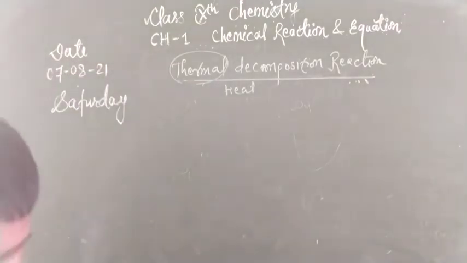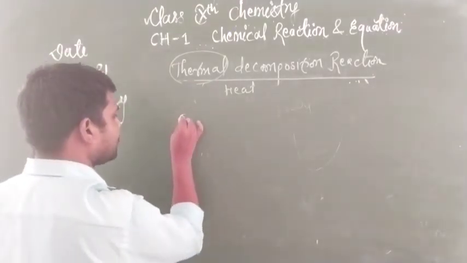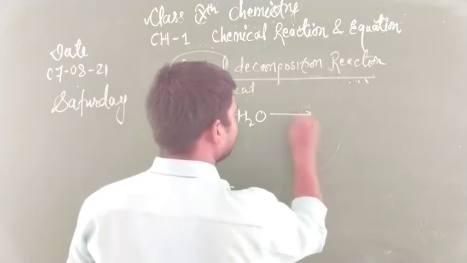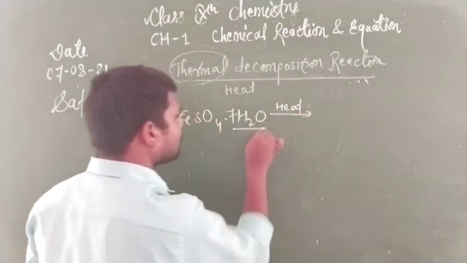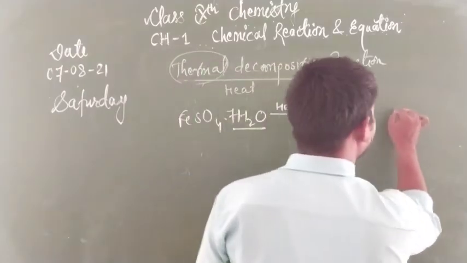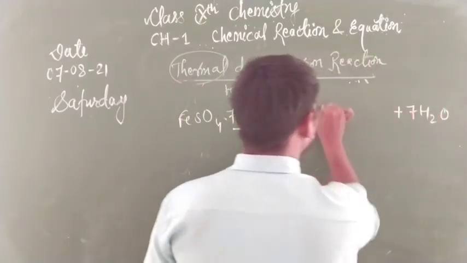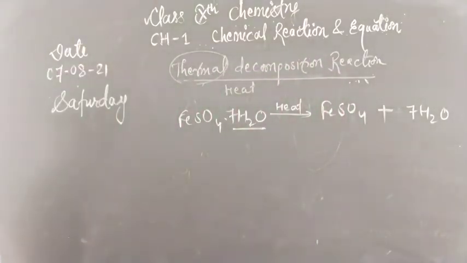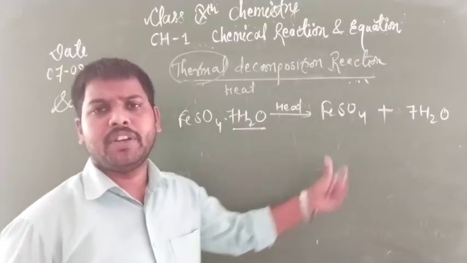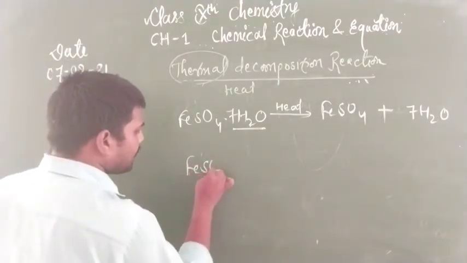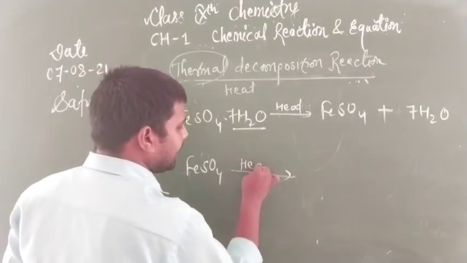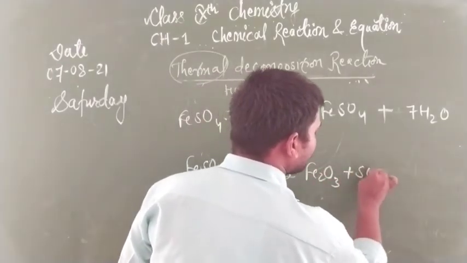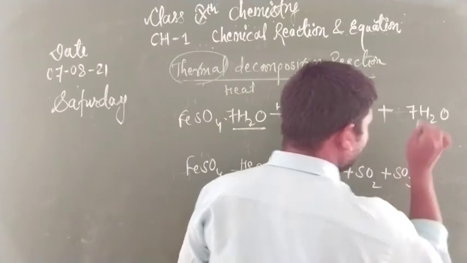So overall, children, we can write the reaction. First step, FeSO4.7H2O, heat. So these water molecules will separate out, children, 7H2O. The remaining will be FeSO4. Okay. Now again, this compound will decompose. FeSO4, again when it gets heat energy, it will decompose into Fe2O3 plus SO2 plus SO3.